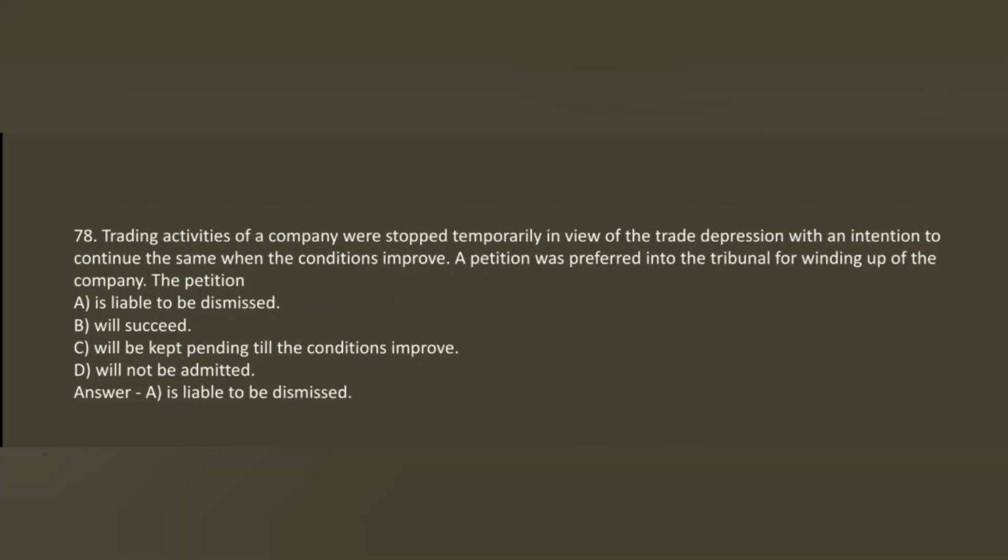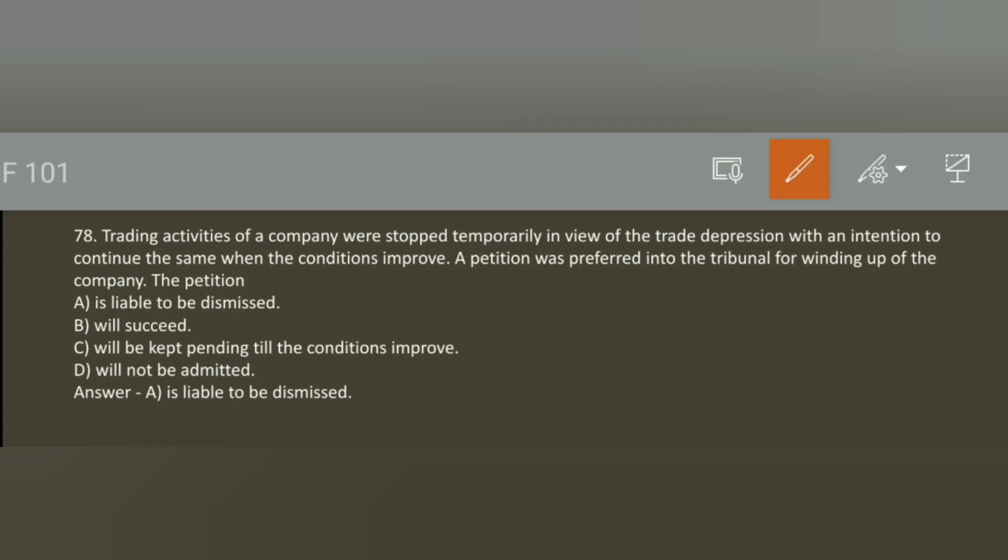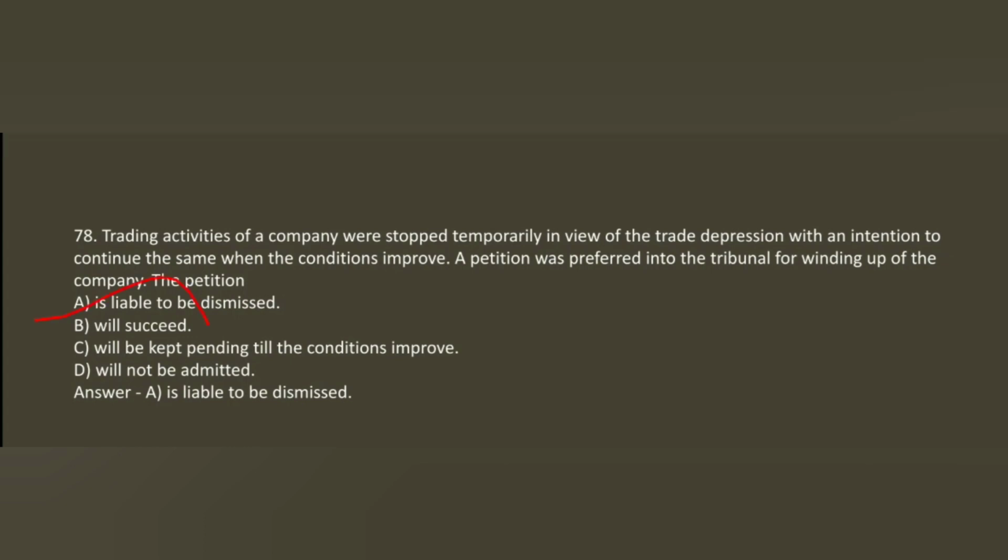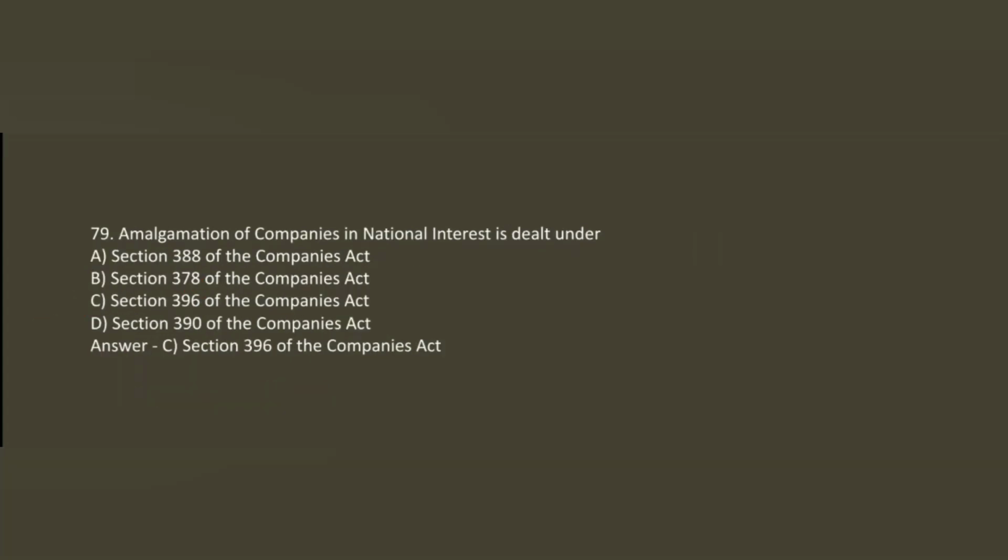Question number 78. Trading activities of a company were stopped temporarily in view of the trade depression with an intention to continue the same. When the conditions improved, a petition was preferred in the tribunal for winding up of the company. The correct answer option A, the petition is liable to be dismissed. Question number 79.